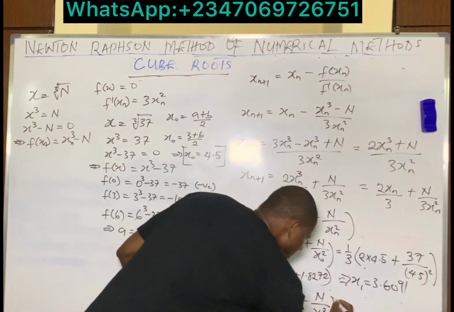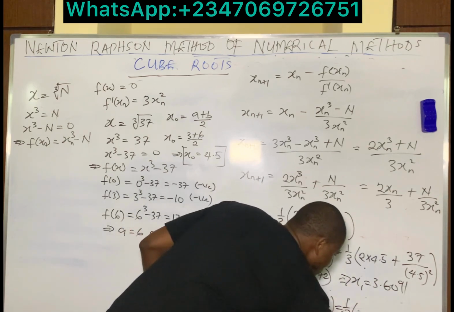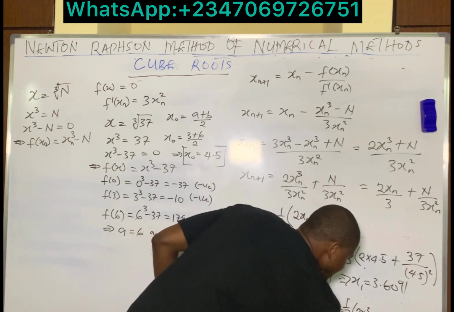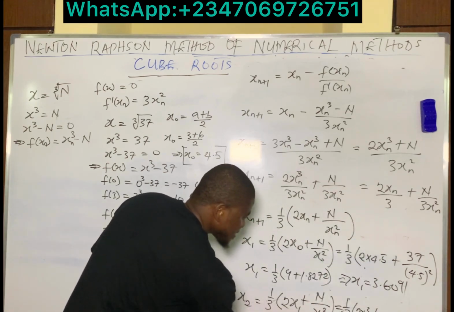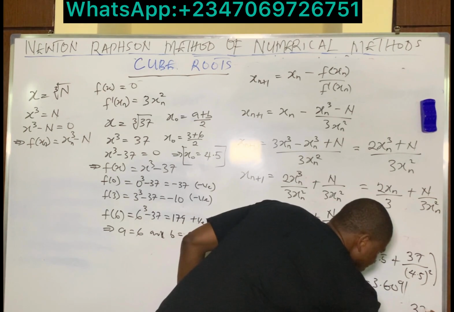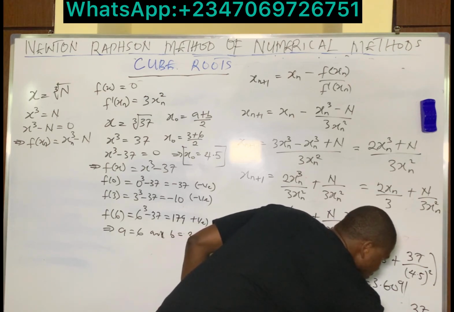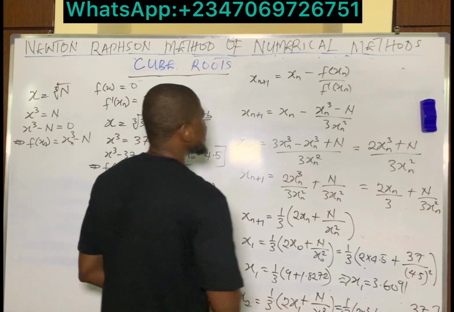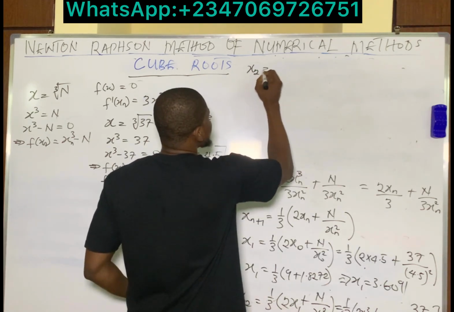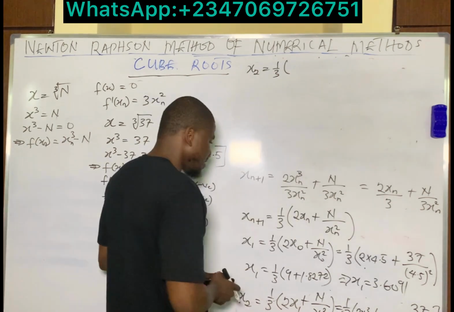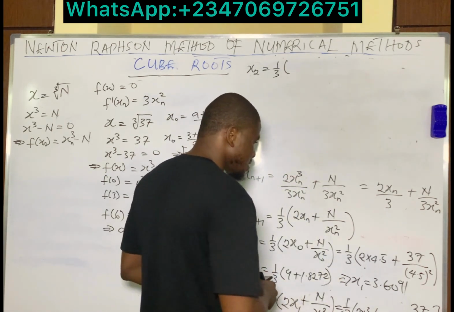Okay, so this is going to be equal to 1 all over 3 into, we have 2 times x1, which is now 2 times x1 itself is 3.6091, okay, plus you have n divided by x1 squared, and n is 37 all over x1 again is 3.6091 all squared. Okay, so let's evaluate this and see. All right, so x2 is going to be equal to 1 all over 3 into, let's find 2 multiplied by 3.6091.